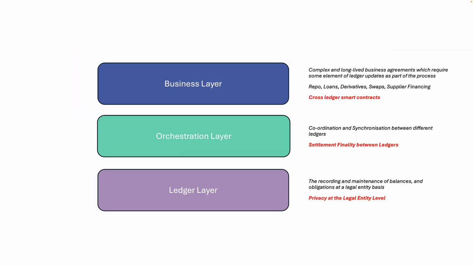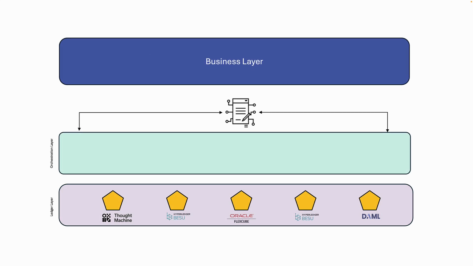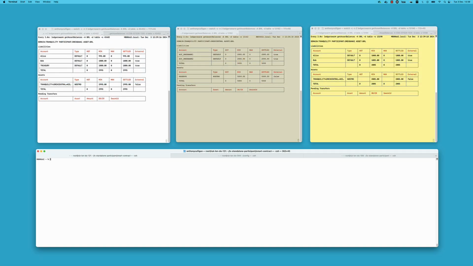The business layer is where participants can interact in complex ways. LedgerSwarm offers a cross-ledger smart contract framework. It is this layer where we have implemented the CDB functionality in the CDB Registrar smart contract.